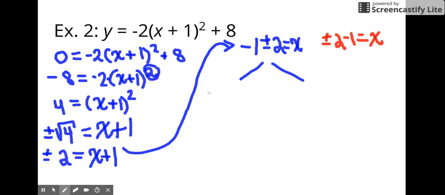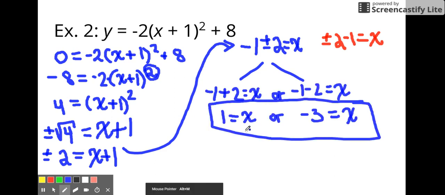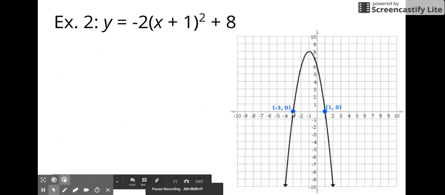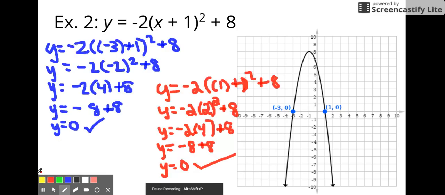So let's solve both of those to find our x-intercepts. We find that our solutions are x equals 1 or x equals negative 3. Which means on the graph of this parabola, we have two x-intercepts, one at negative 3, 0, and the other at 1, 0. Let's verify this algebraically. From substituting in our values of negative 3 and 1 for x, we see that both of them will give us a y value of 0, which means that we solved correctly.